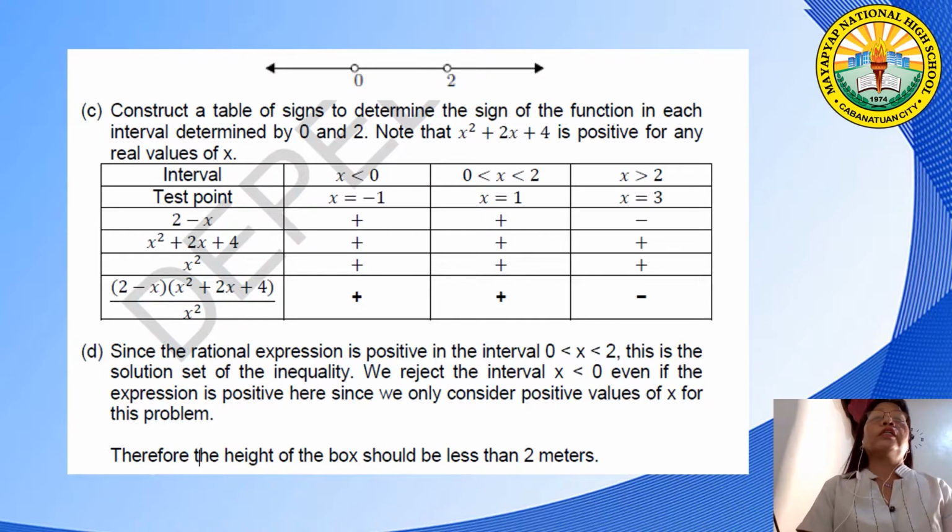We reject the interval x less than 0 even if the expression is positive here, since we only consider positive values of x for this problem. So therefore, the side of the square base should be less than 2 meters.